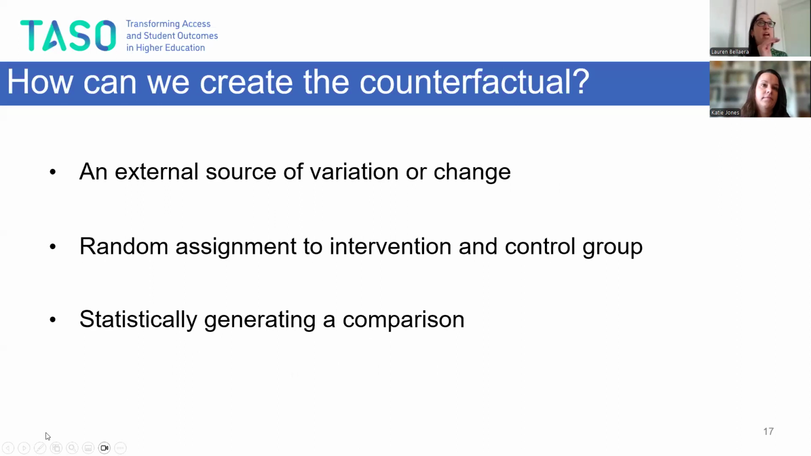Now I'm going to briefly talk through the different ways you can create a counterfactual. The first way is using a source of variation or change externally. Secondly, we're going to look at random assignment between an intervention and a control group. I think this is what we call an RCT, or randomized controlled trial. We're then going to talk about statistically generating a comparison, and this is a QED, or quasi-experimental method.